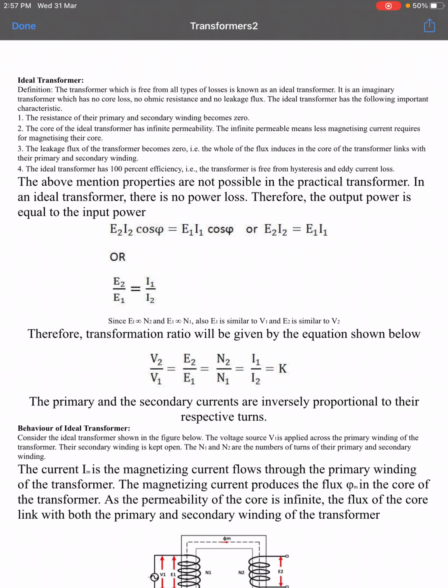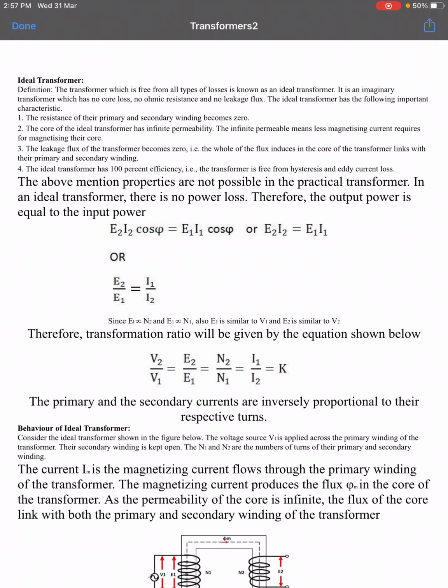Here the primary side input power is equal to the secondary side output power. V2 I2 cos phi is the output power, and V1 I1 cos phi is the input power. So we can write V1 I1 equals V2 I2. In the ideal transformer, the applied voltage is equal to the induced EMF: V2 equals E2, and V1 equals E1.